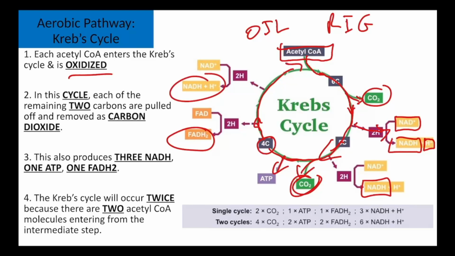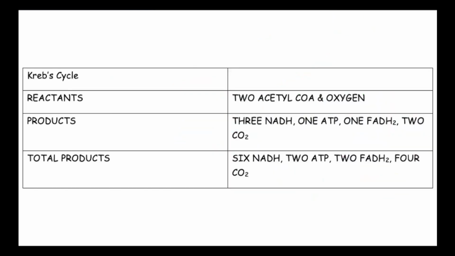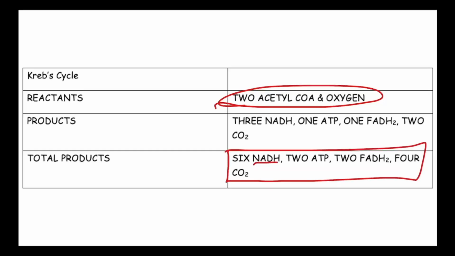So you'll notice that as it moves through that process, it's going to make 3 NADH, 1 ATP, and 1 FADH2. It's going to happen twice, so we can double all of those molecules. So what we end up with, again, we started with 2 of each coming out of the intermediate step and glycolysis. And we're going to end the Krebs cycle with 6 NADH, 2 ATP, 2 FADH2, and 4 CO2.